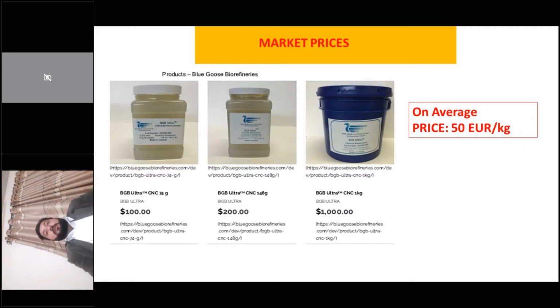So this is a pictorial summary of the market price of nanocellulose obtained from the raw material. Various companies show various degrees of purity and various size ranges of the nanocellulose. So they have different market prices ranging from $100 to $1,000 per kg. Normally, on average, when you compare all the industries, the nanocellulose which is sold in the market is priced at up to €50 per kg. Next slide, please.